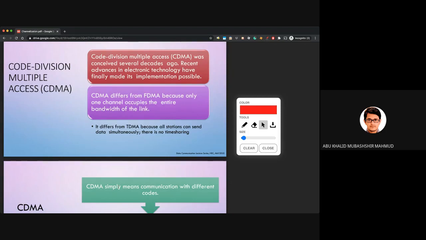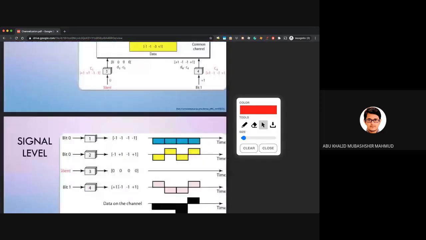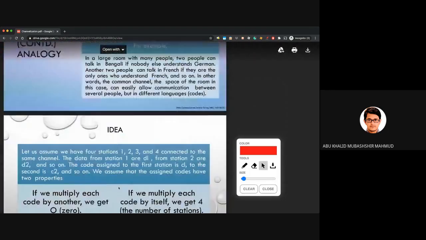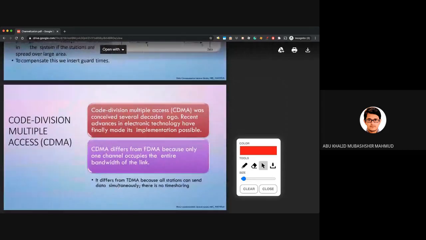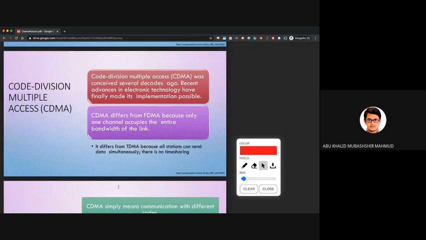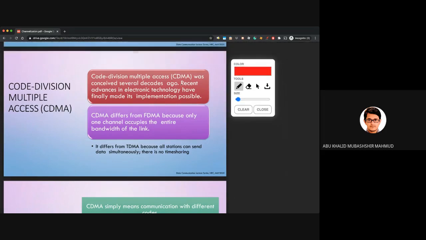So this is the last topic of your syllabus, code division multiple access. This is quite a lengthy topic, so I hope you will bear with me. At first, what is code division multiple access? The premise is that code division multiple access was conceived several decades ago, but only recently have advances in the electronic technology finally made its implementation possible.